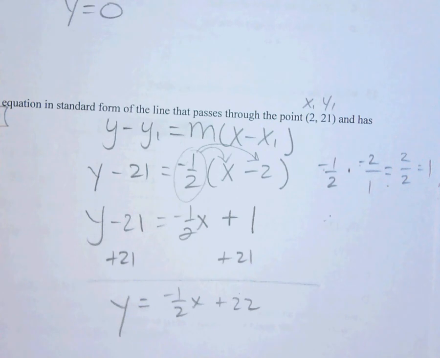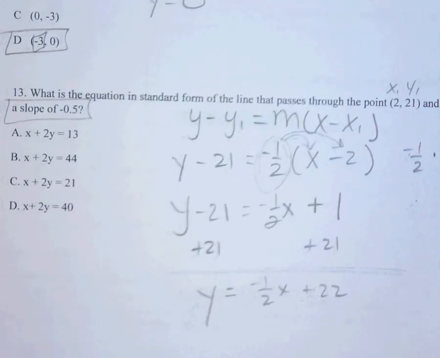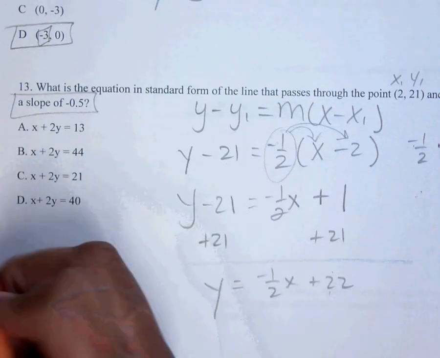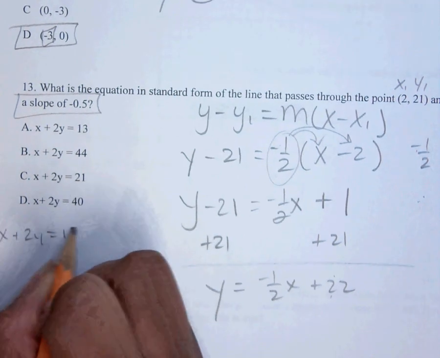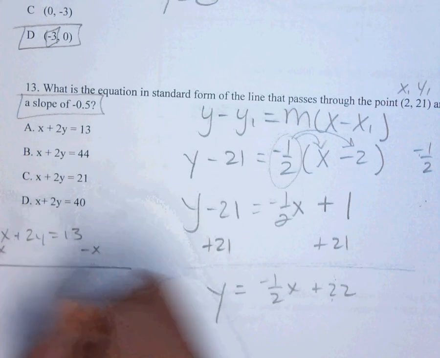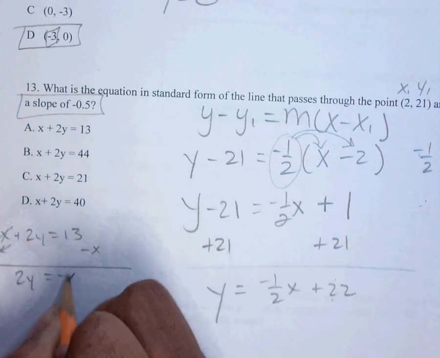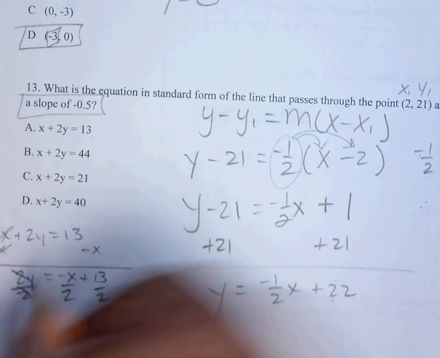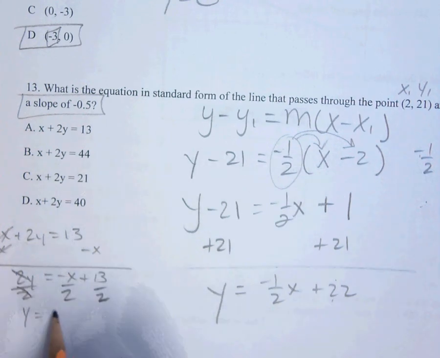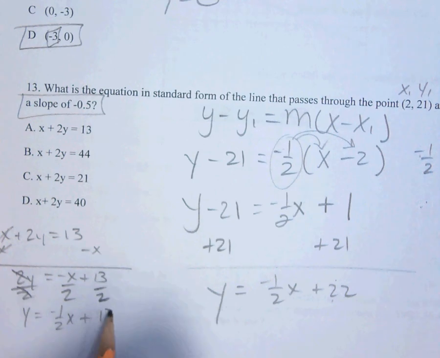Okay, so one of these is that. Uh-oh, what does that mean you have to do to your answer choices? You have to solve them for y, don't you? Here we go. Letter A, x plus 2y equals 13. So minus x, 2y equals negative x plus 13, divide by 2. That gives me y equals negative 1/2 x plus 13 over 2.